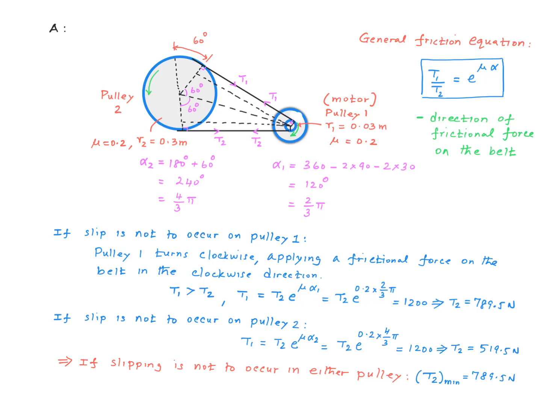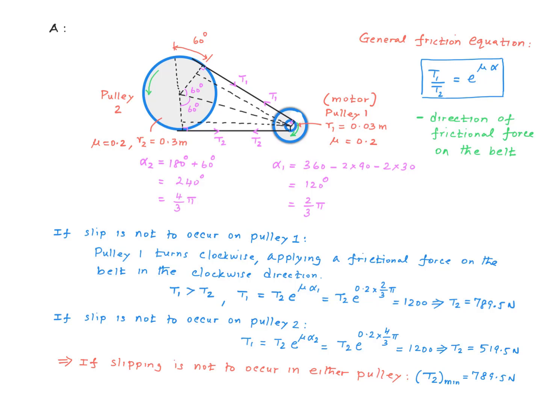It's given that the allowable tension on the belt is 1200 Newton, and therefore equating T1 to 1200 Newton, we get a value of 789.5 Newton for T2. In a similar manner, applying the friction equation to pulley number 2, we get a value of 519.5 Newton for T2.